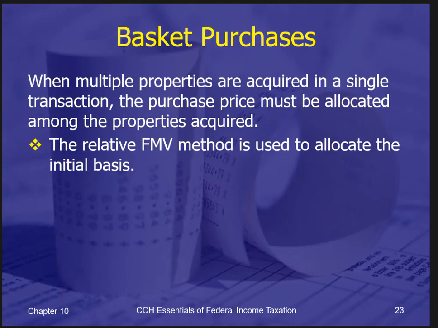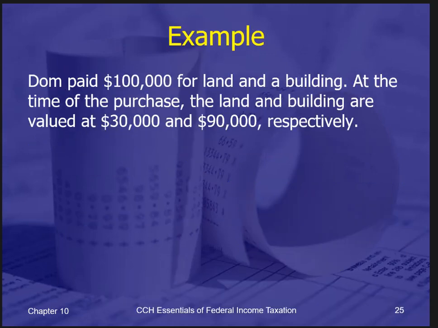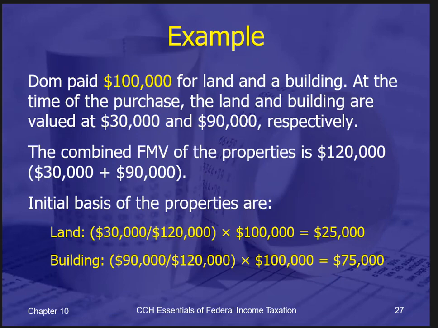Basket purchases, we'll go through this quickly. If you buy assets that are together, you have to take your cost and allocate it based on the fair value of each of the properties. Example, so you paid $100,000, the fair market value of the properties is $120,000 in theory, or at least that's what the appraisal said. So you allocate the cost you paid based on a percentage of the total paid.